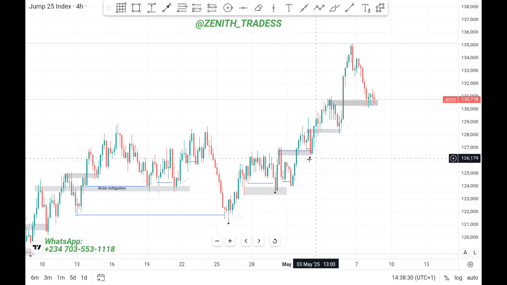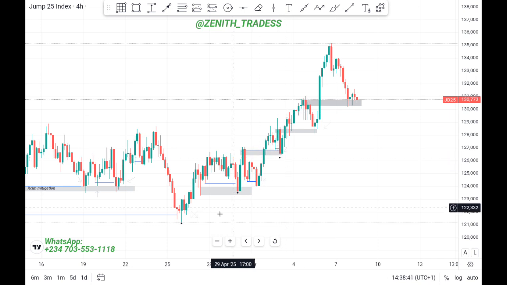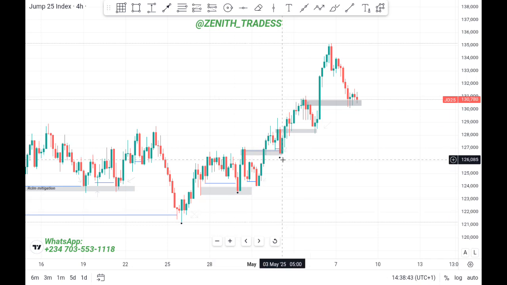Coming down to sweep, to tap on that mitigation block, it creates its sweep liquidity of the minor high low that was created previous to this major high. This high is a strong low. From this strong low, we now have the new strong low.